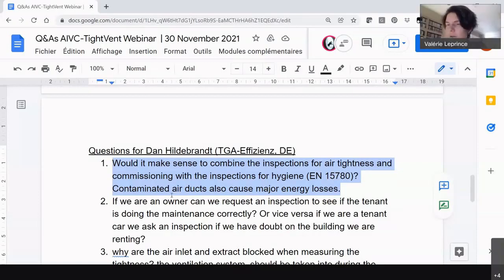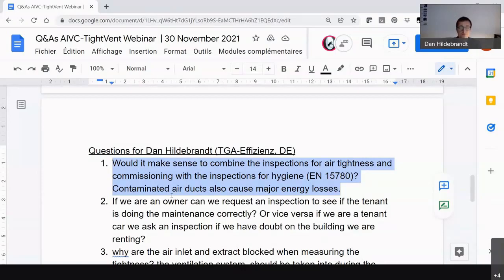Okay. And is it right that contaminated air ducts, of course, are reasons for energy losses? That's right. So because of this, we also check the quality of the ducts, the tightness of the ducts.